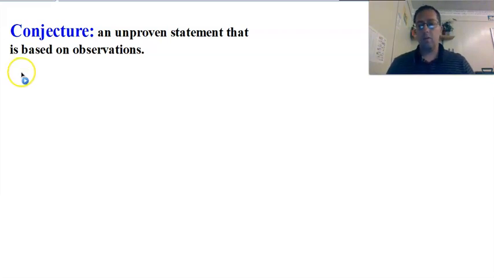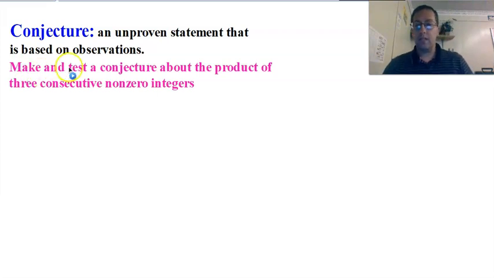Okay, so we're going to make a conjecture and test it about the product of three consecutive non-zero integers. So real quick, product, remember that means multiply. Consecutive, that's one number right after the other, like 1, 2, 3, 4, 5, 6, that kind of thing. And they can't be zero. Integers, not messing with decimals. So, how are we going to make a conjecture about the product of three consecutive non-zero integers?